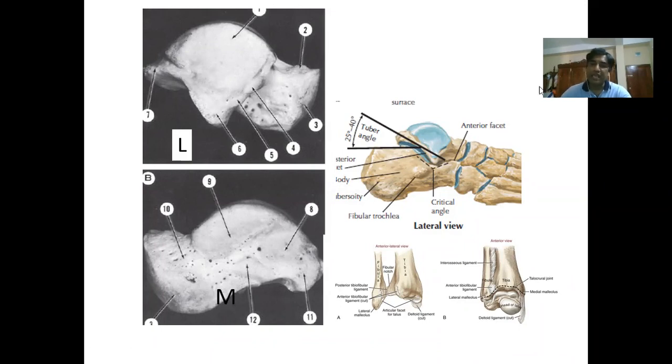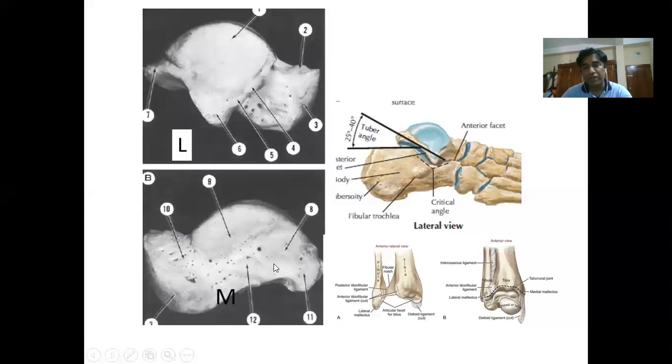If you see in the lateral part of the talus, most of the talar lateral part is covered by the articular surface, which articulates with the fibula, but the medial part is more exposed than the lateral part. In the medial part, there is a small articular surface. Why am I telling this?